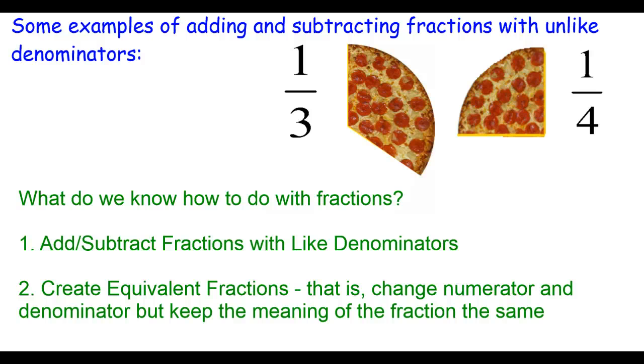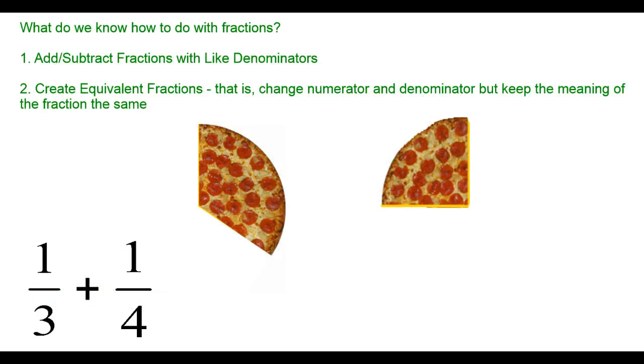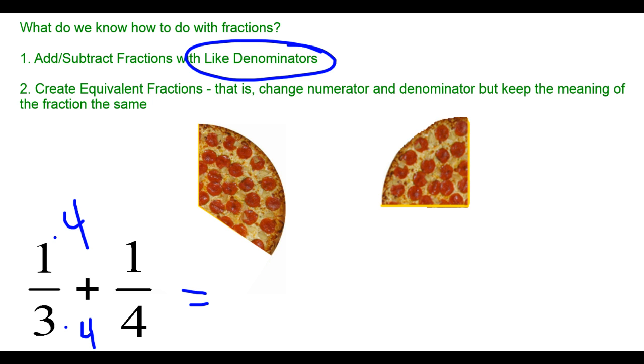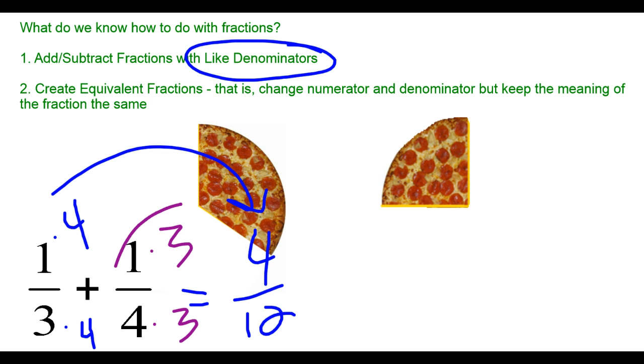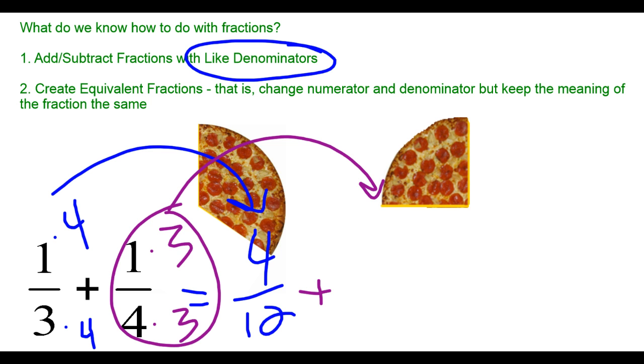And as it turns out, those are the only two things we need to know how to do to be able to add fractions with unlike denominators. We need to be able to find a common denominator, because if their denominators are the same, we can add them like we did in previous slides. And so the least common denominator of 3 and 4, the lowest number they both go into, is 12. And so transforming 1/3 to 12ths, that is 4/12. Multiply numerator and denominator by 4. Transforming 1/4 to 12ths is 3/12. Multiply numerator and denominator by 3, and now we can add them together.